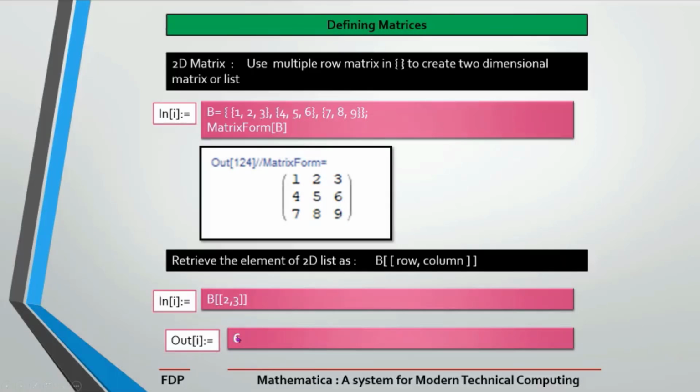So I hope now it is clear to you how we retrieve an element of a one-dimensional or two-dimensional matrix or list or 2D list. The same name is there.